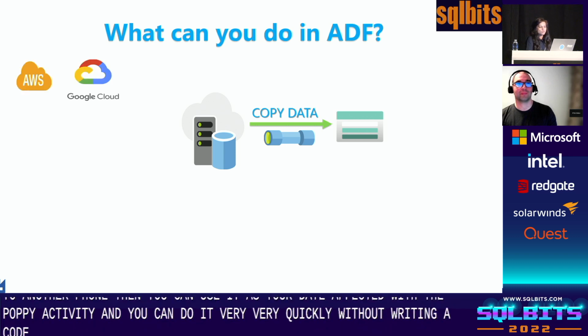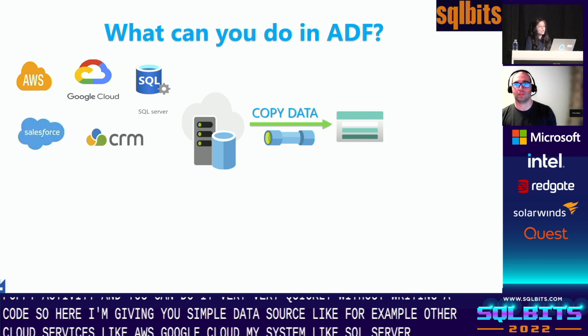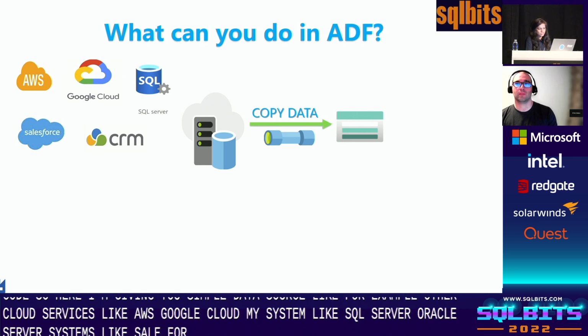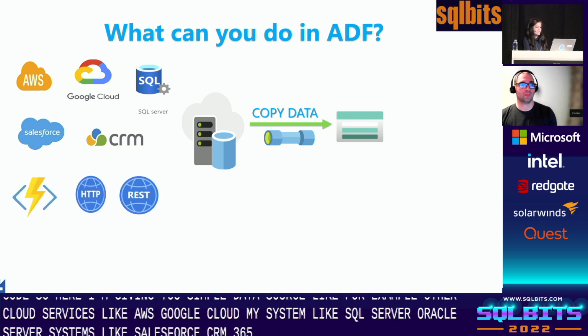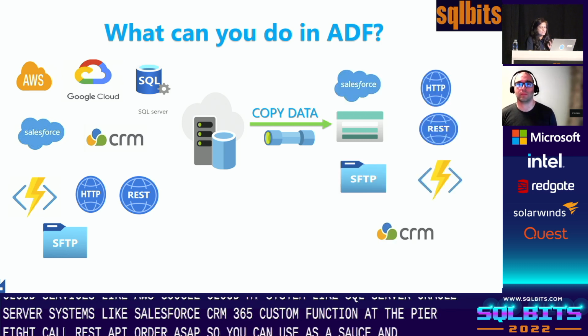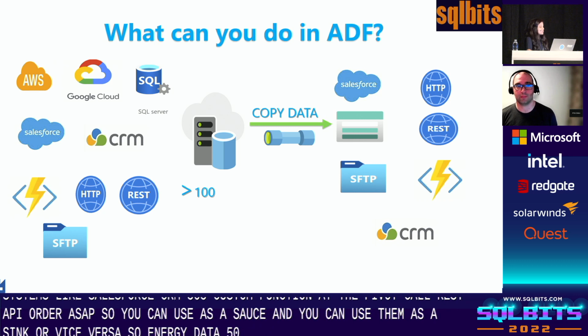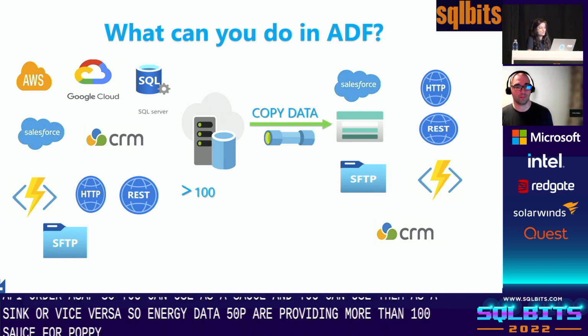So here I'm giving you sample data sources, for example other cloud services like AWS, Google Cloud, on-premise systems like SQL Server, Oracle Server, systems like Salesforce, CRM 365, or a custom activity like Azure Function, HTTP web call, or REST API, or SAP. So this is a sample data source you can use as a source, and you can use them as a sink or vice versa. So in Azure Data Factory, they are providing more than 100 data sources for the copy data activity, which you can use to move your data from one form to another form.